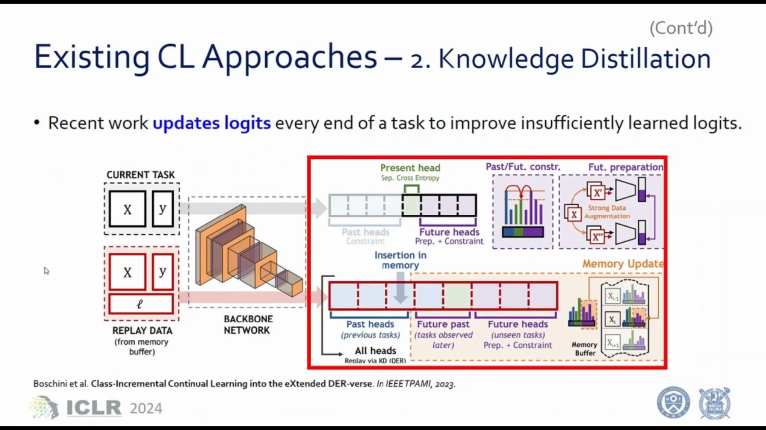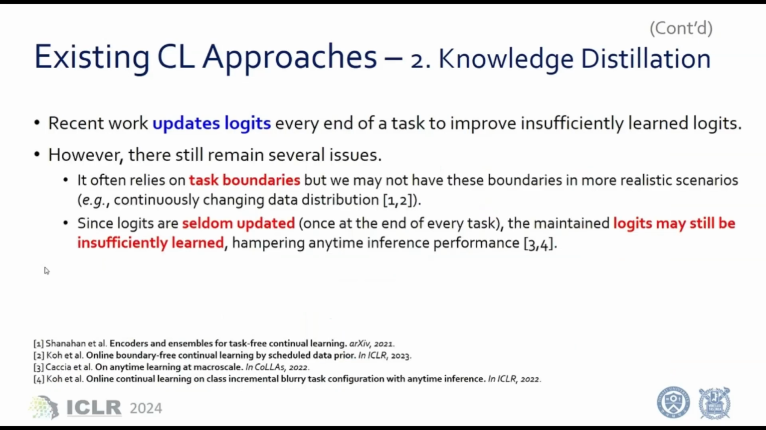To address this issue, recent work updates the logits at the end of a task to maintain accurate information of previous tasks and can improve the logits in part. However, we still have several issues here. First, this assumes that explicit task boundaries are available, but these may not always be available in more realistic scenarios, such as continuously changing data distribution. In addition, because the logits are seldom updated, the logits may still be insufficiently learned, hampering anytime inference performance.